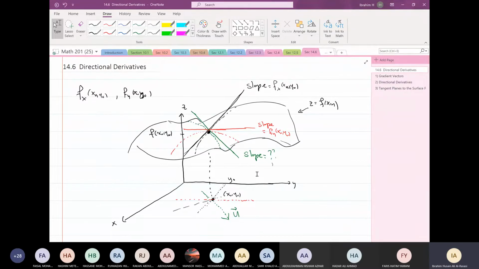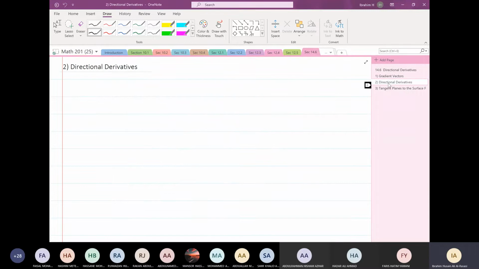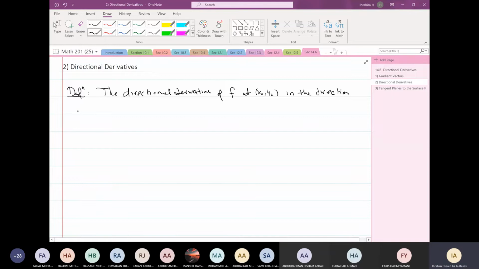Now, what is the formal definition? You know the situation geometrically, so let's write the meaning algebraically. Okay, so definition here. The directional derivative, i.e., the derivative in a direction, of f at x0, y0, in the direction of the unit vector.